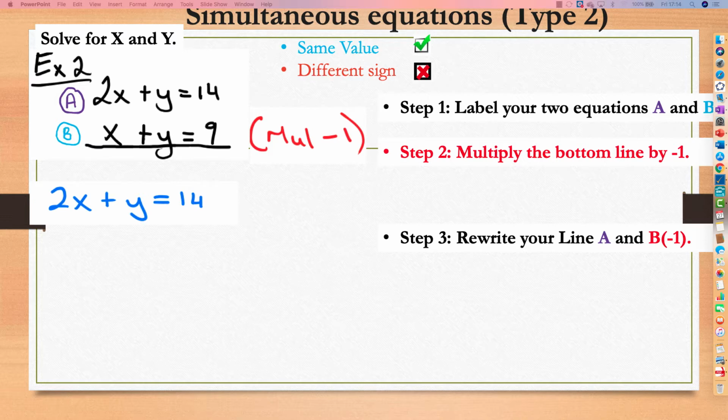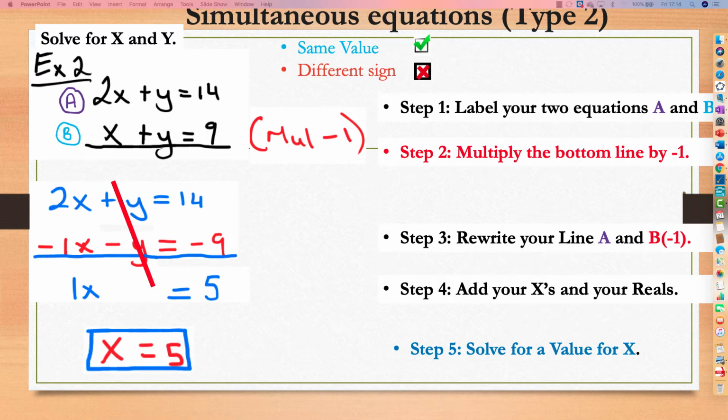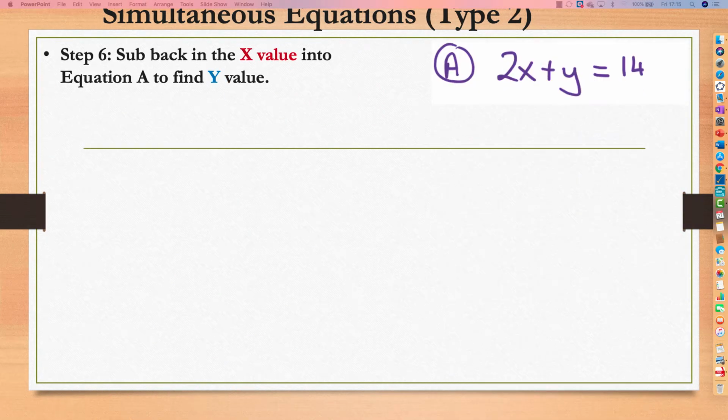So, your top line doesn't change. Still 2x plus y is equal to 14. Your bottom line is now minus 1x minus 1y, or minus y is equal to minus 9. What about my y, is that going? Cancel. There you go. 2x minus 1x is going to leave you with 1x, x. And that's going to be 14 minus 9 is 5. So if x is equal to 5, what do I still have to do? Find y. And I'll sub that into my top line. So my top line was 2x plus y is equal to 14. It's now going to be, instead of 2x plus y, what we know x is?